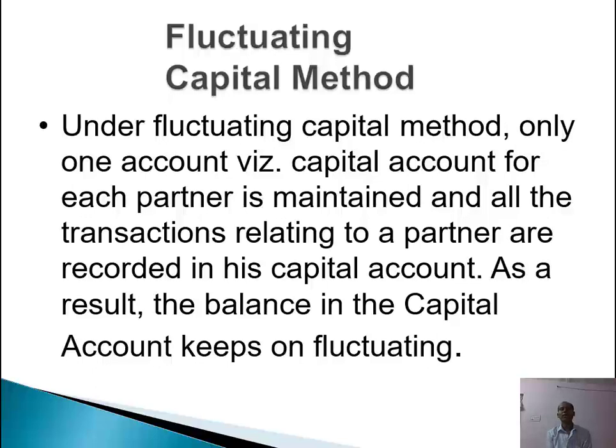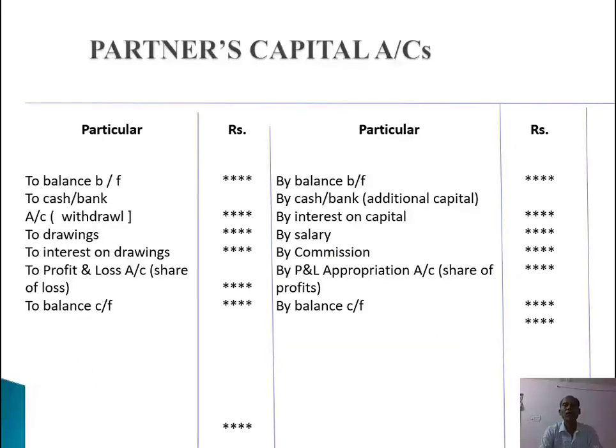Under the fluctuating capital method, only one account, that is the capital account for each partner, is maintained, and all the transactions relating to the partner are recorded in his capital account. As a result, the balance in the capital account keeps on fluctuating. Now see, this is the capital account. Here the balance of the previous year's capital is mentioned, and all other entries are mentioned on the debit side and credit side.